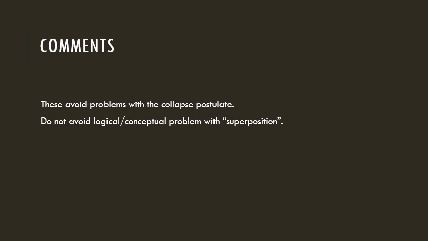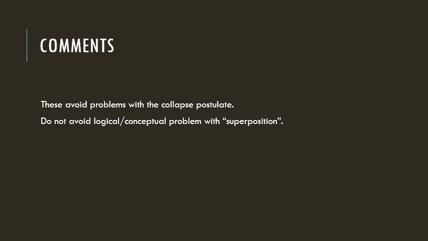Okay, now concluding thoughts about these interpretations. So all of these interpretations are motivated by problems with the collapse postulate of the Copenhagen interpretation, and they do indeed avoid the major problem with that. The major problem being that the collapse postulate implies a special role for observers and thereby raises questions about what's so special about observers or measurements or whatever it is, and raises questions about what exactly is meant by a measurement. So these interpretations do address that.